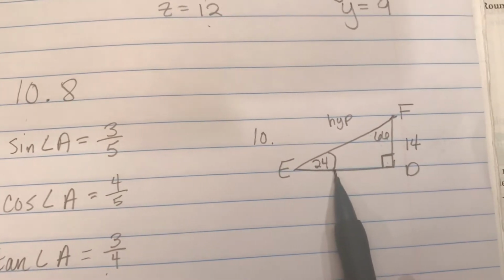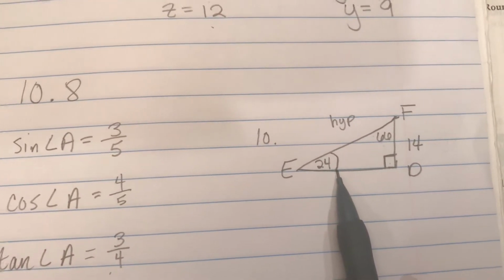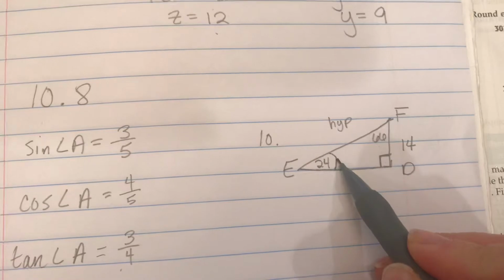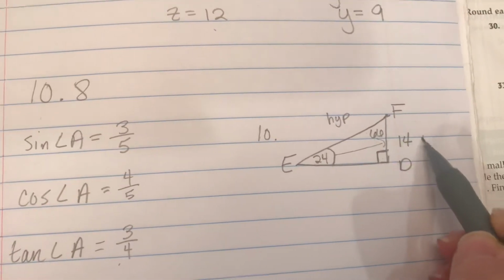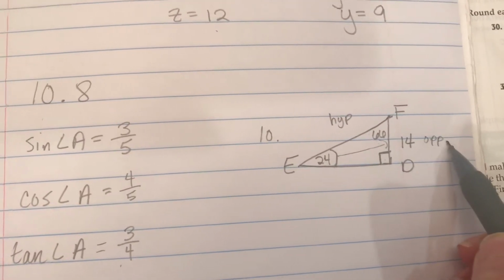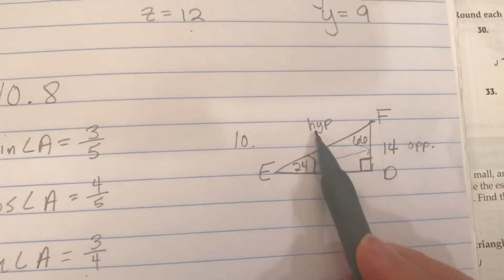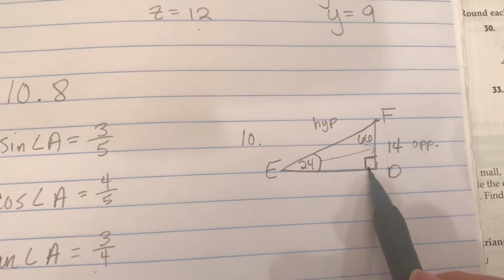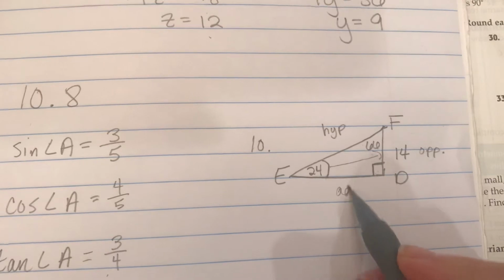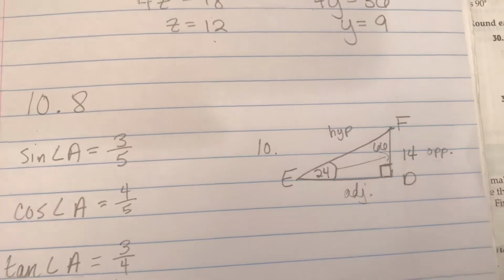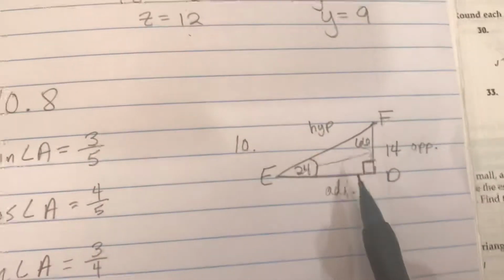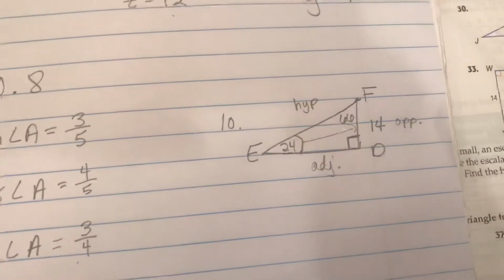If you are labeling this triangle according to angle 24, okay, then that means this side all the way over here would be your opposite side. Okay, so label that. This is your hypotenuse because that's across from the right angle, which means this piece over here has to be the adjacent side. I do not know the adjacent side or the hypotenuse, and I need to know them both.